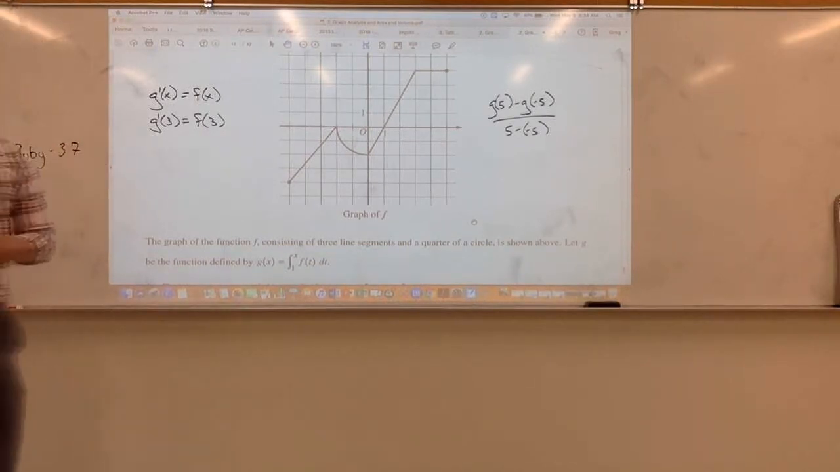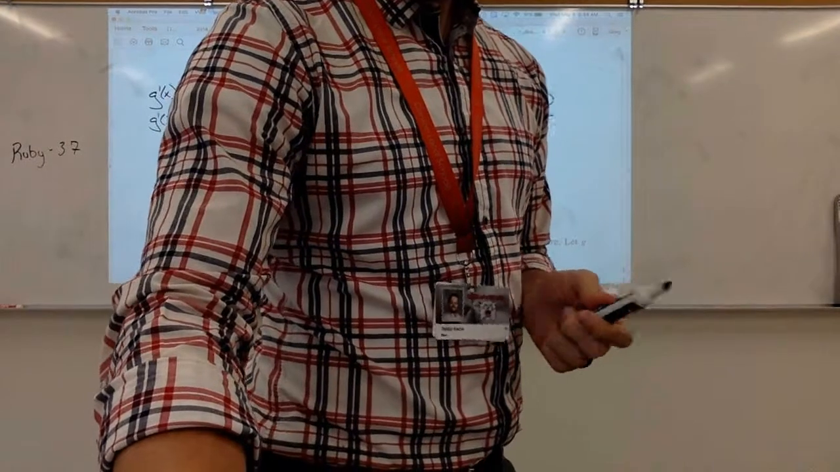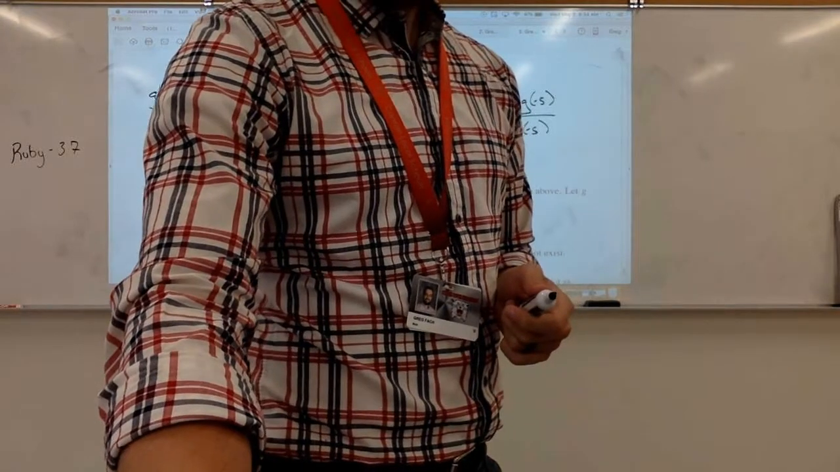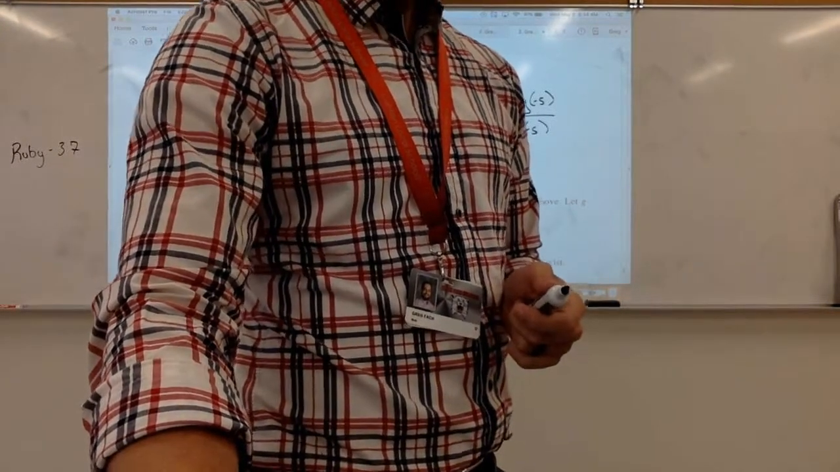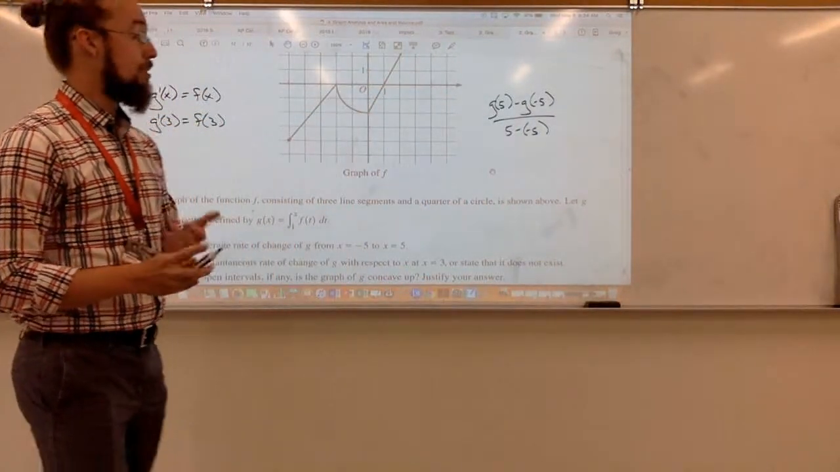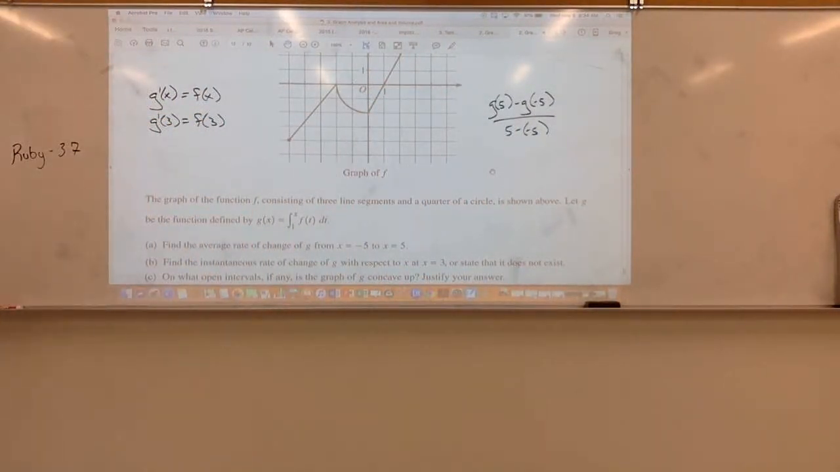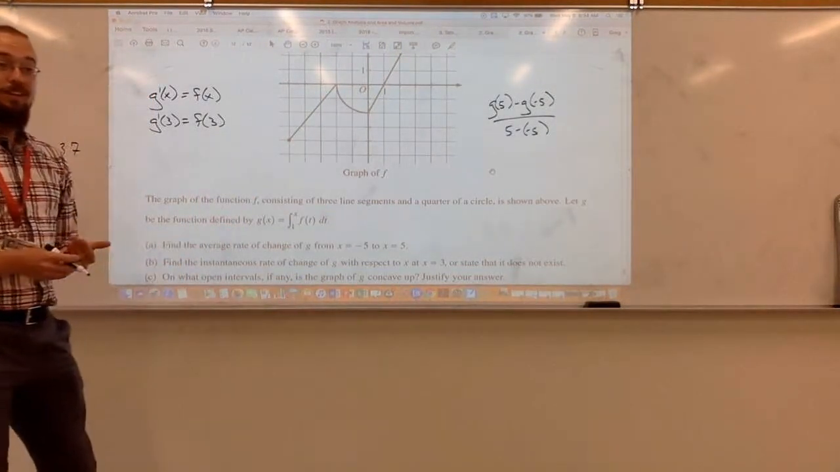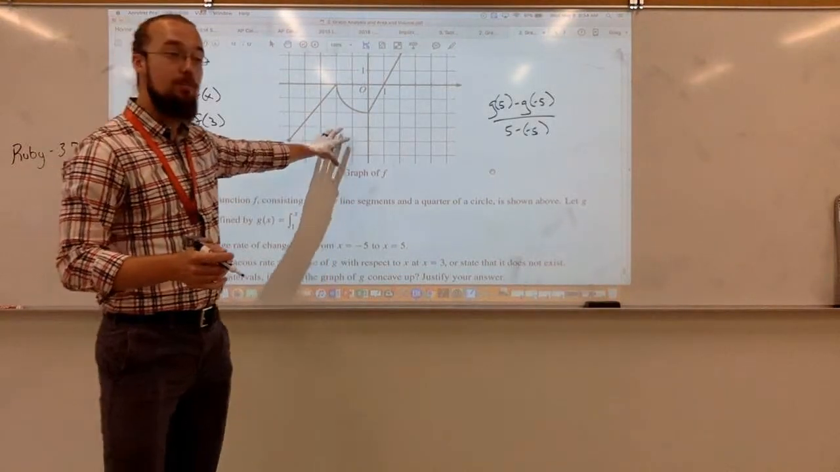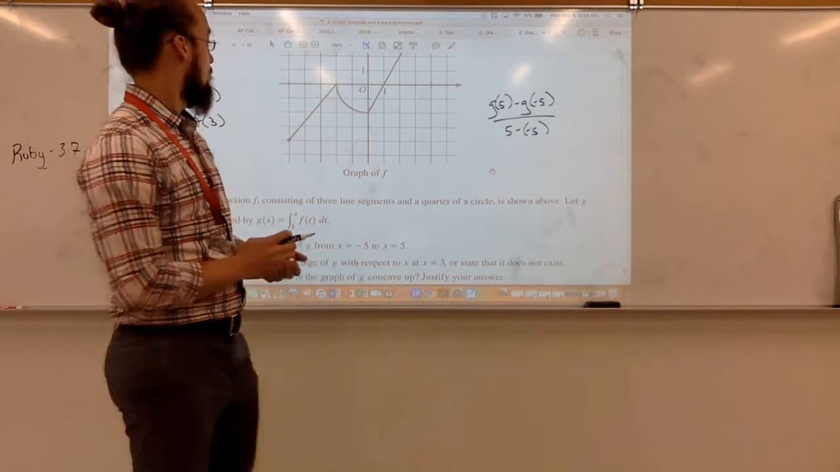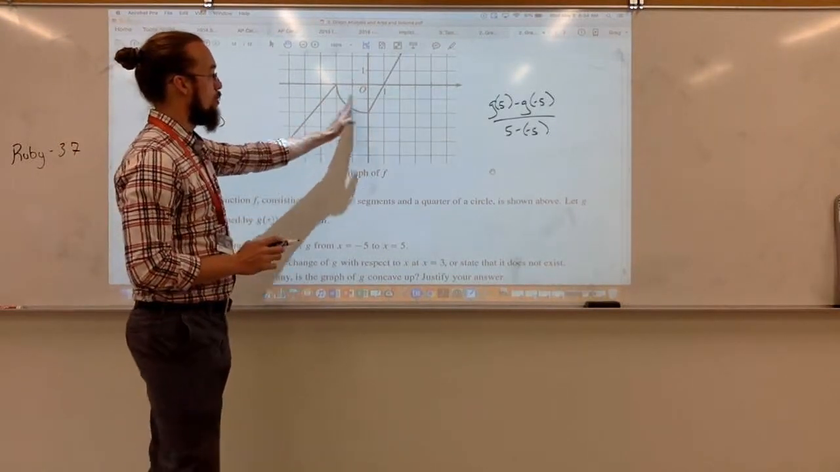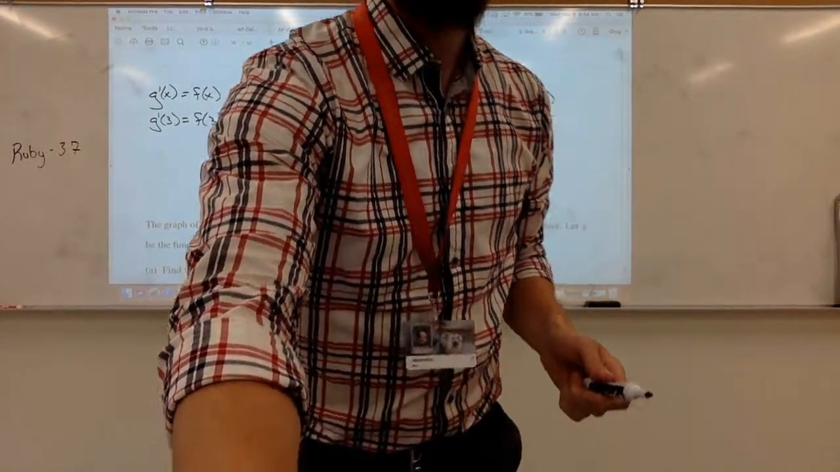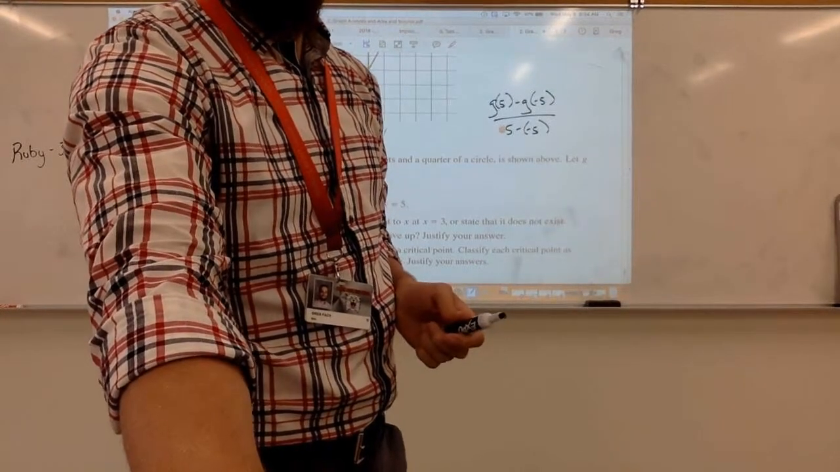Okay, so I didn't do C either. So on what open intervals is the graph of G concave up? So concavity, we want to think about the second derivative, right? Where is the second derivative? It's the derivative of F. Okay. So it's just saying where is the slope of this positive? So from -5 to -2 and 0 to 3.